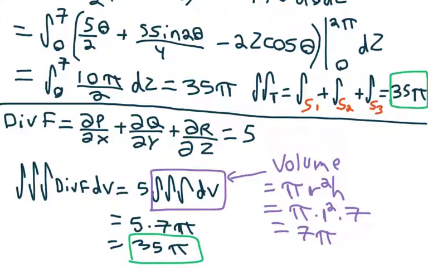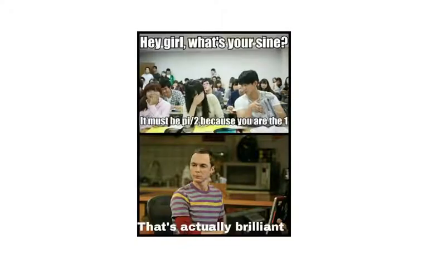Since our answer of 35π is the same at the top and at the bottom, we just proved the Divergence Theorem. So I hope this was helpful at better understanding the Divergence Theorem.